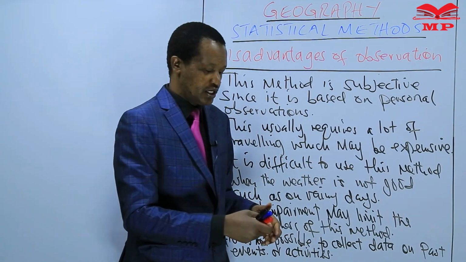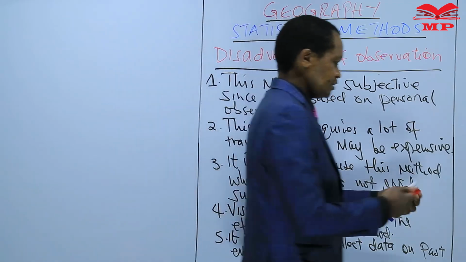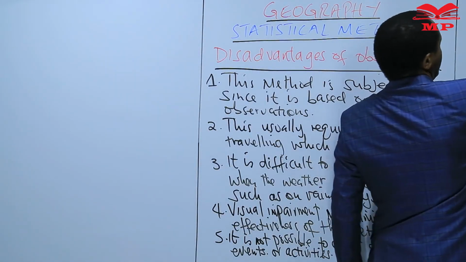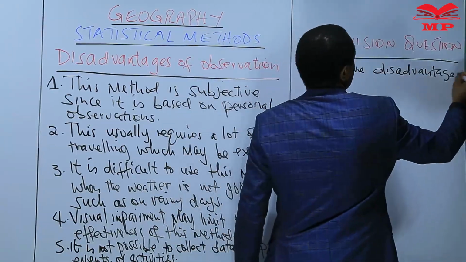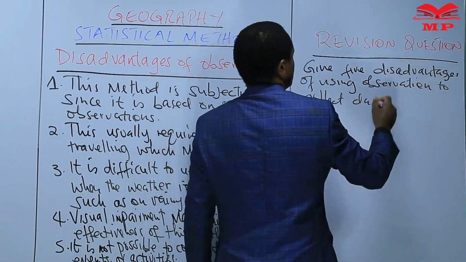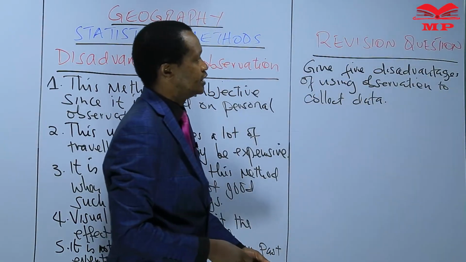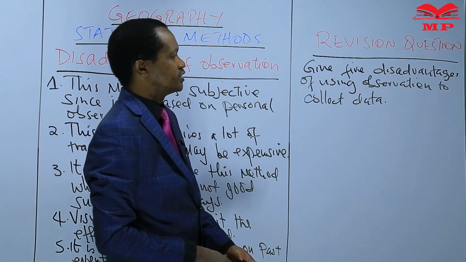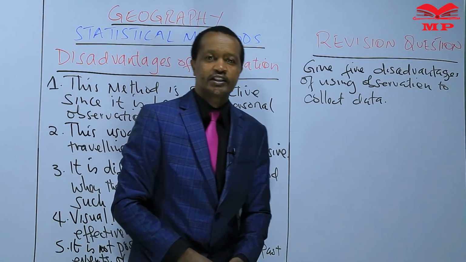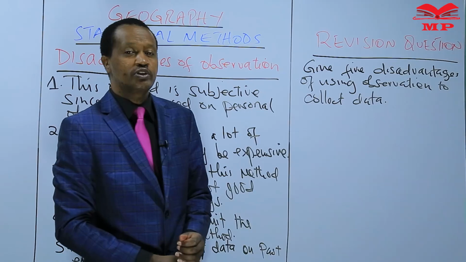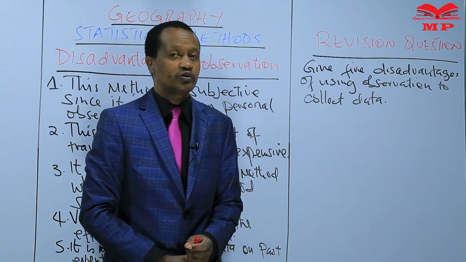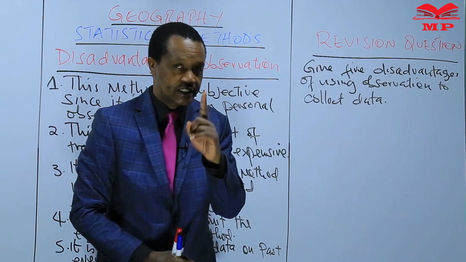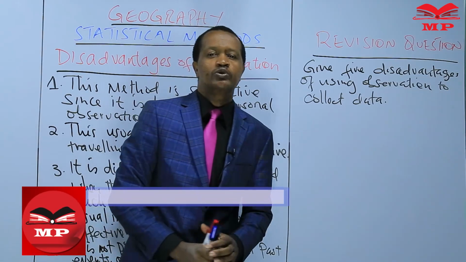But for now, I'm going to give you one revision question: give 5 disadvantages of using observation to collect data. When answering that question, close your exercise books. Try and answer the question from your memory. Test your recall. Thank you, learners.